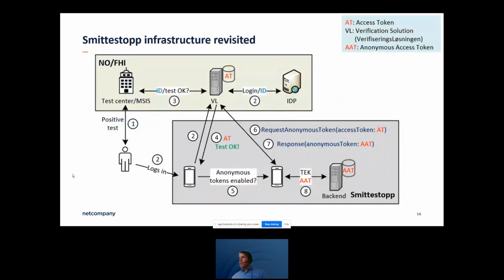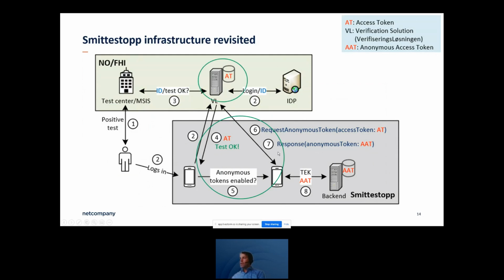I forgot about that. Yes, so let's get back to the Smittestopp infrastructure, revisit it, and how this contribution was implemented and added to the infrastructure of the whole solution, and made anonymous tokens a part of the solution. As you can see here, we expanded the flow between the app and the verification solution a little bit. So the app enables anonymous tokens and is then able to contact a new endpoint in the verification solution, and using this access token actually obtain an anonymous token in the response.